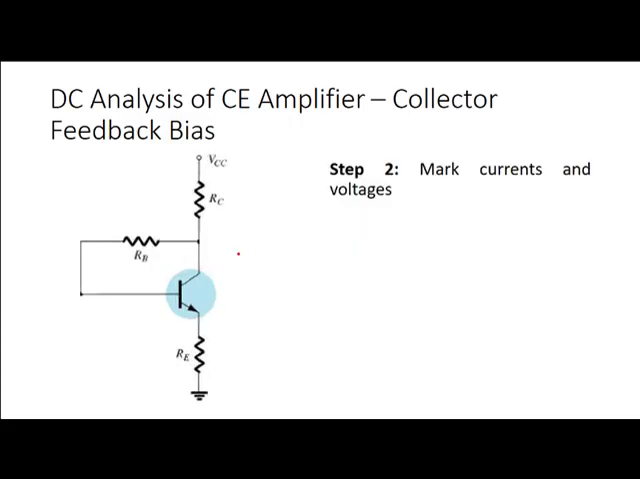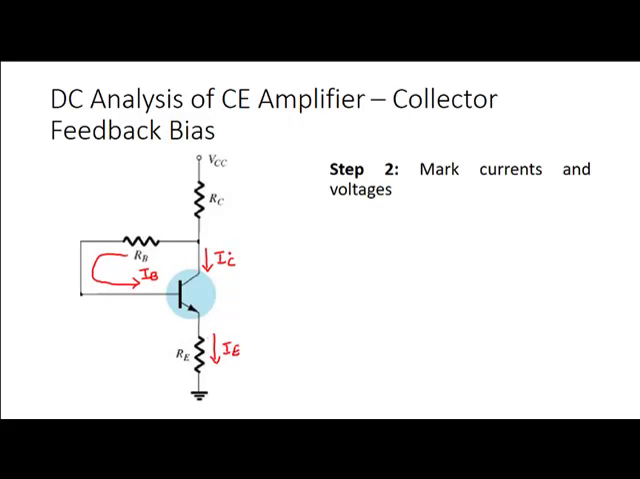The second step is to mark all the currents and the voltages. So first let me mark the current that is going into the collector terminal as IC. So this current is IC. The current entering the base terminal, I'll mark it as IB. It flows through resistor RB. So this is the base current IB. And the current that comes out of the emitter terminal and flows into the emitter resistor is IE.